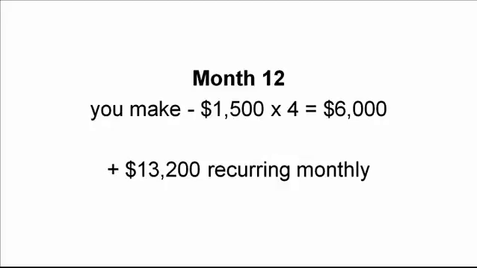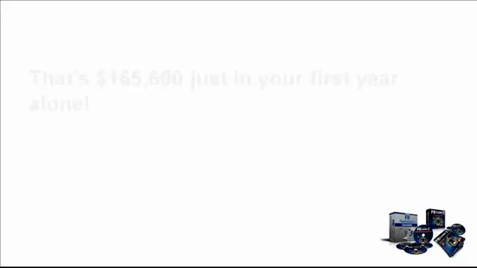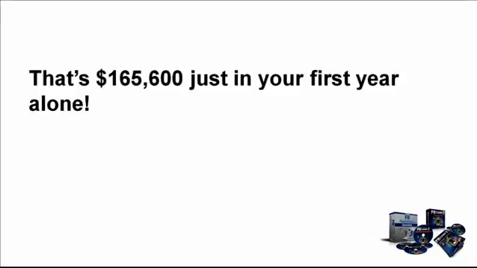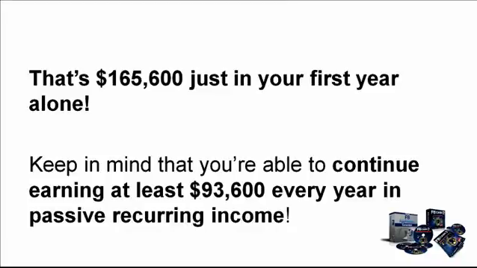Now, if you were to continue with this, just 4 businesses every single month for a 12-month period, that would equal a recurring income of $13,200 per month, which is quickly going to turn into a $100,000 business just in your first year alone, which is really cool. So keep in mind that you're also able to continue earning at least $93,600 every year in passive recurring income as long as you maintain the applications for that business, okay?